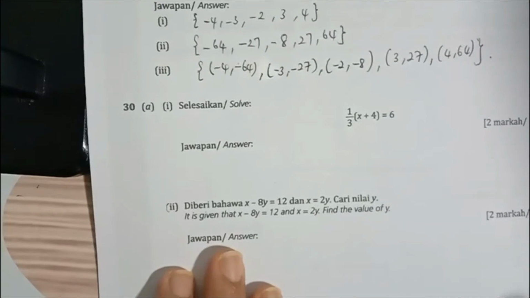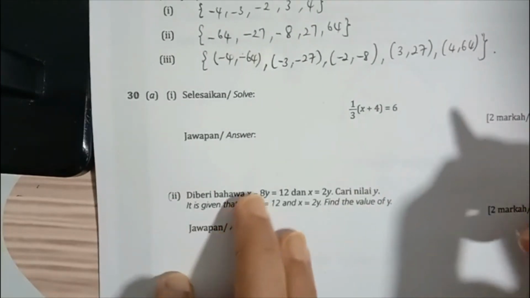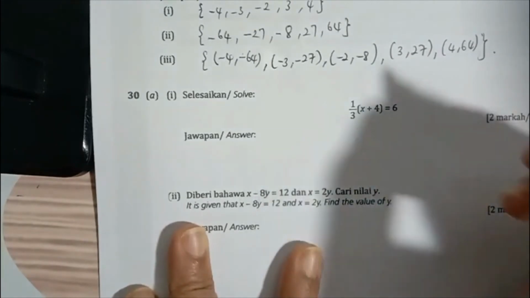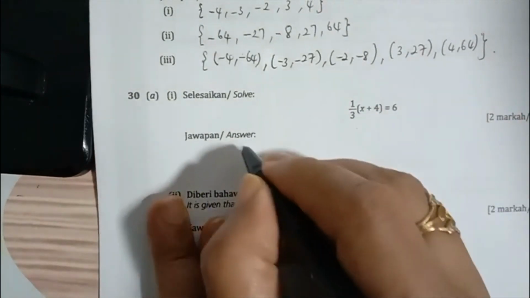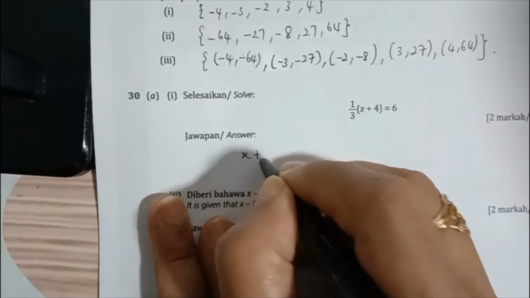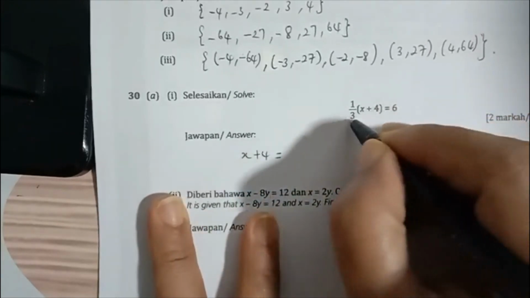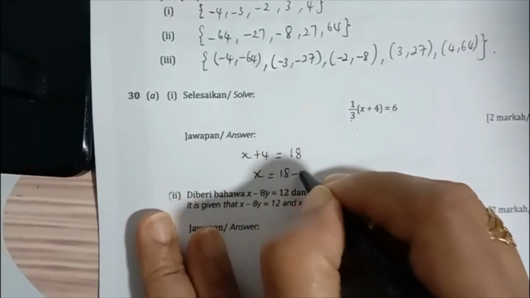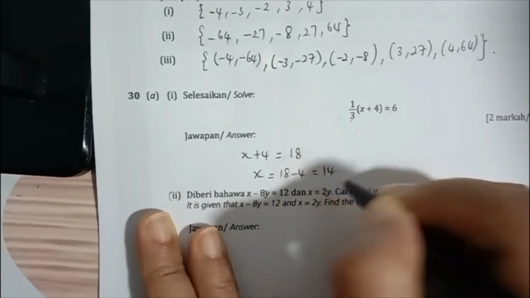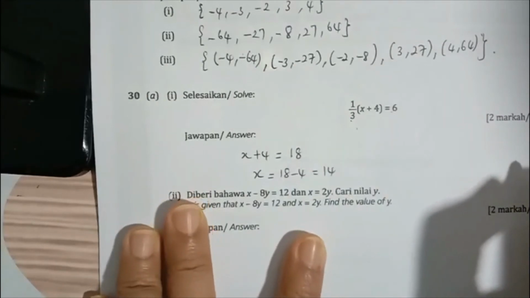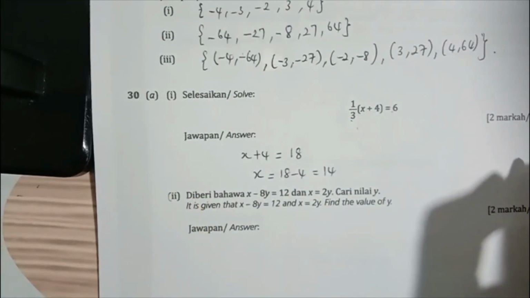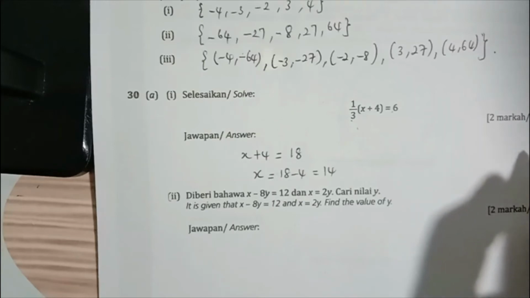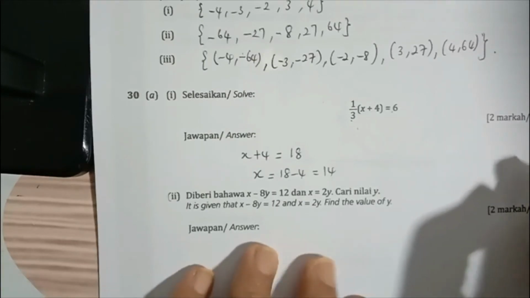Okay, number 30. Solve this one. So this one will become x plus 4 equals to 6 times 3, 18. So x equals to 18 minus 4. So we get 14. Okay, so we get the answer. x equals to 14.